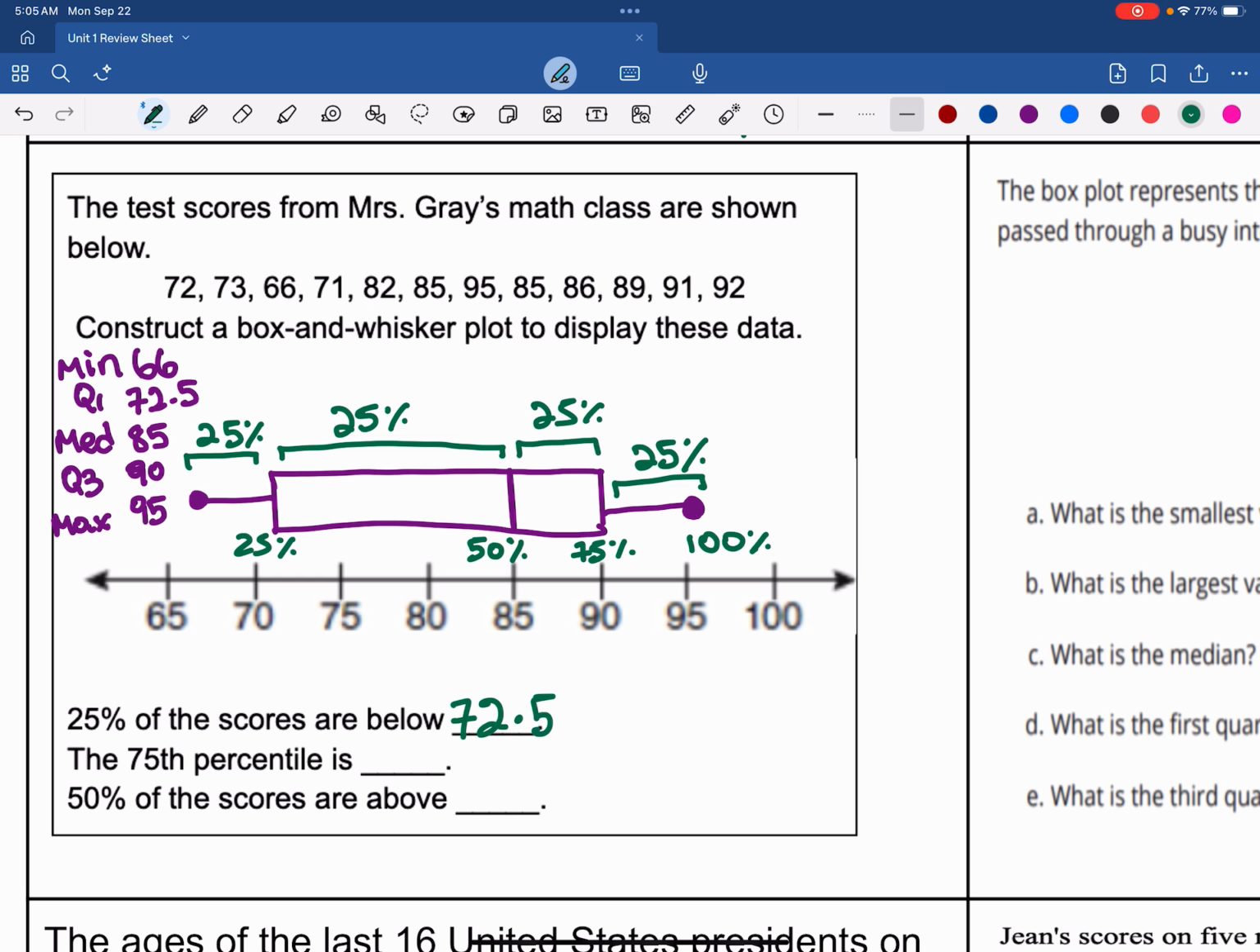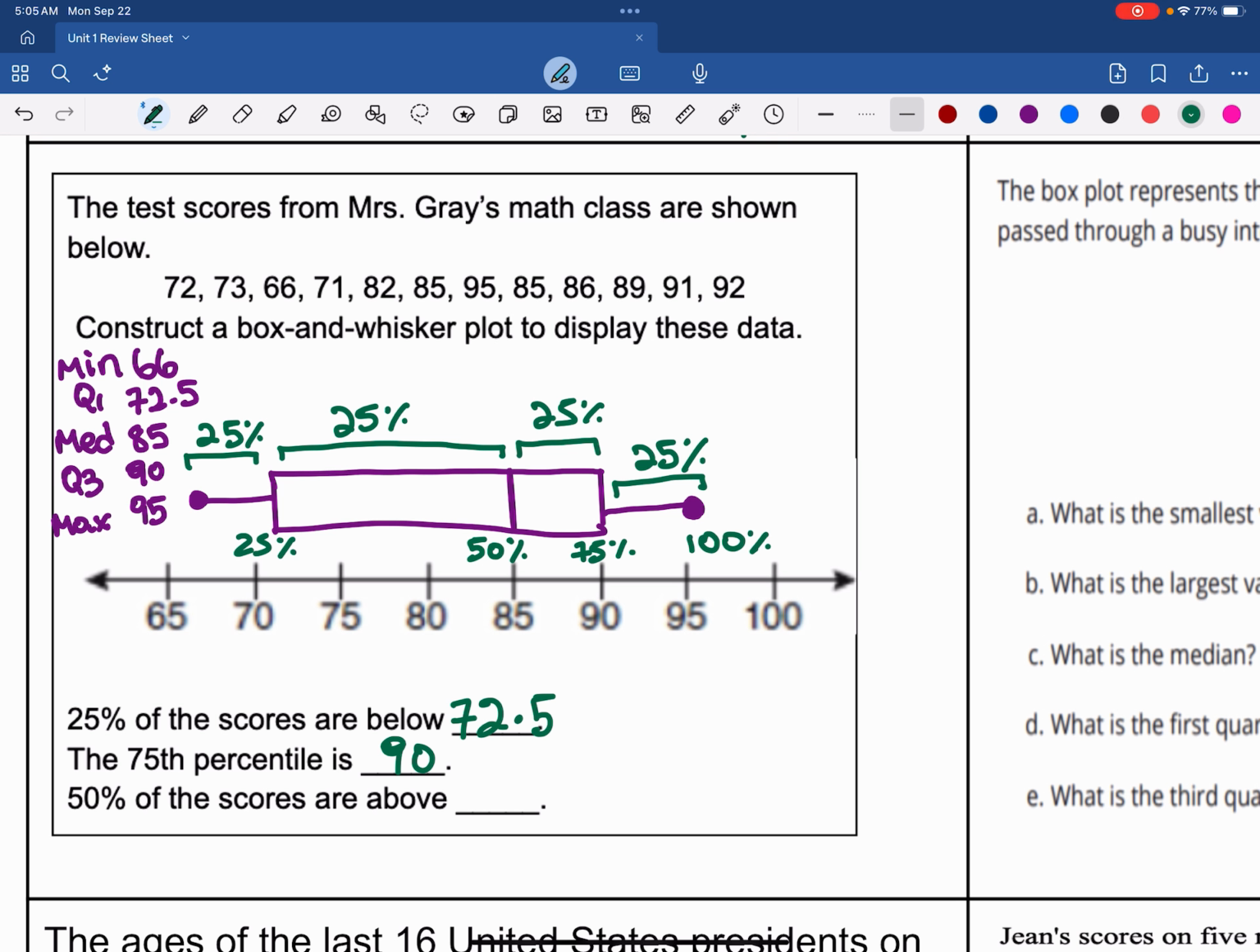Then it's asking us the 75th percentile. If we look at our box plot, 25 plus 25 is 50 plus 25 is 75. The 75th percentile is always our Q3 value. So here our 75th percentile is 90 because our Q3 value is 90.